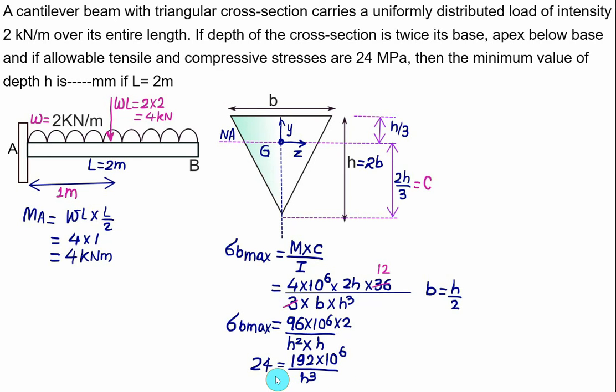I have to solve this. So you will get the value of H approximately equal to 200 mm. So the required minimum value is H equal to 200 mm. For any value greater than 200, the bending stress will be less than 24 megapascal.